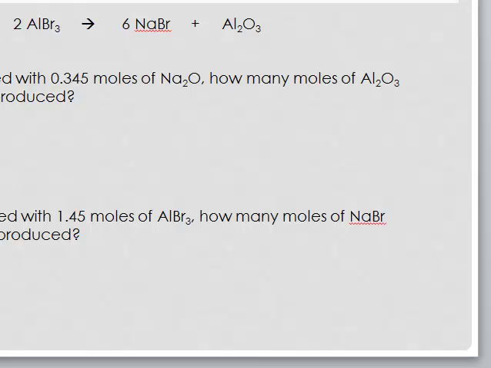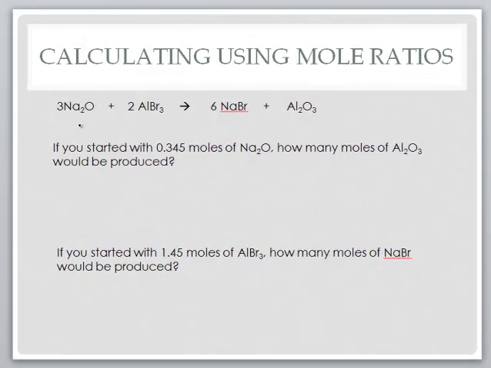All right, then let's do some problems. Okay. The problem says if you start with 0.345 moles of sodium oxide, how many moles of aluminum bromide or aluminum oxide would be formed? Okay, what we're going to do here is do what we did with previous problems. Start with the given. So we've got 0.345 moles of sodium oxide.